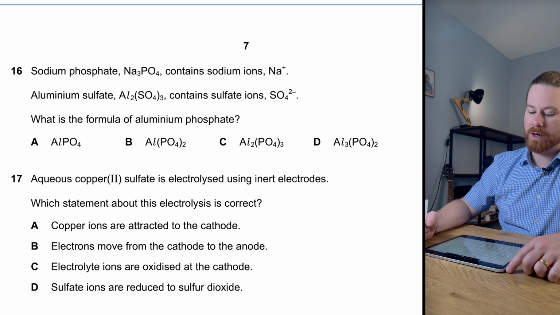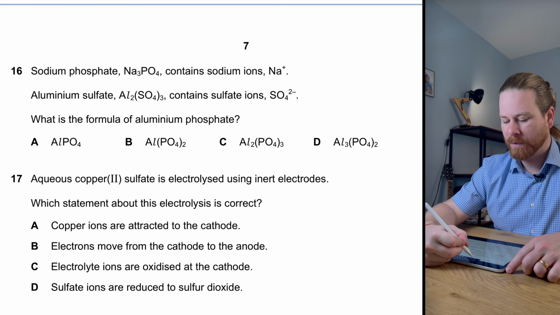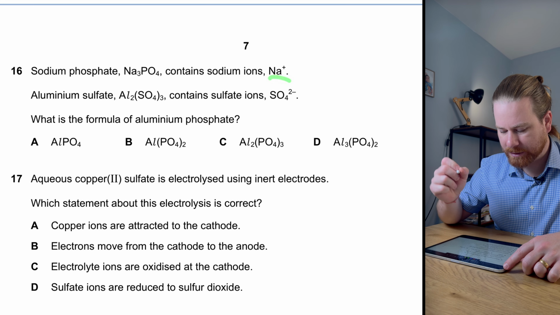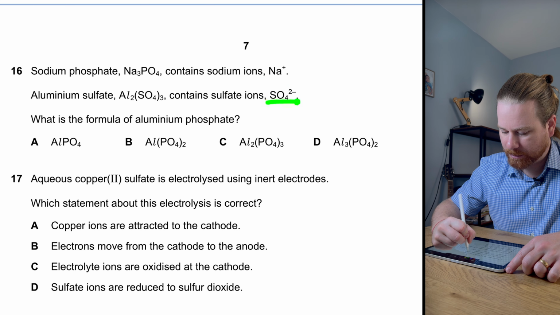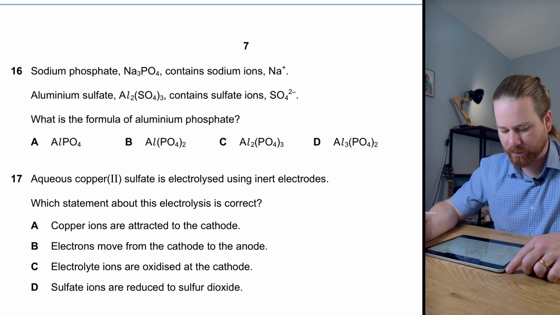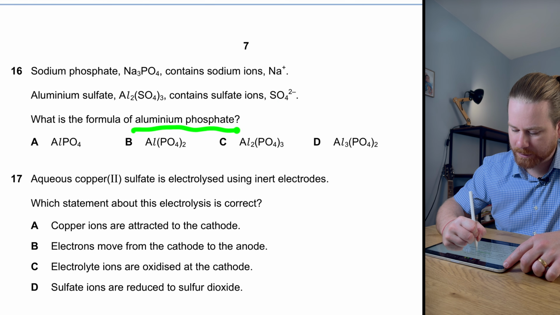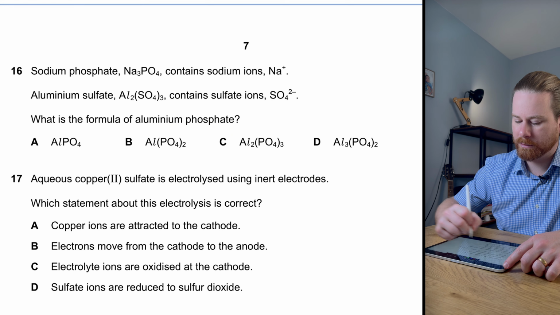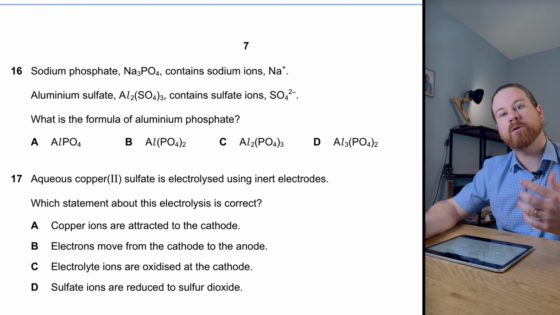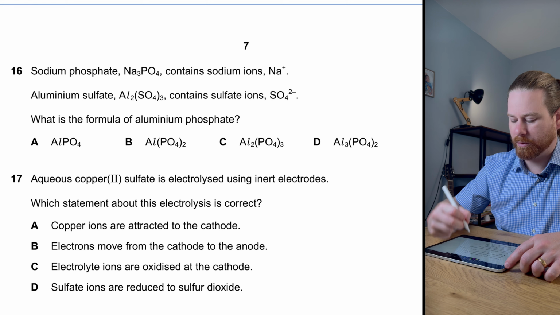Okay, on to number 16. So sodium phosphate, and we've got the formula there. Contains some sodium ions, and then we've got aluminium sulfate, contains some sulfate ions. Happy days. But what is the formula of aluminium phosphate? Okay, so from this, they haven't given us the charge of either aluminium or phosphate, but we can use the charges of the other things that they have given us the charge of to figure that out.